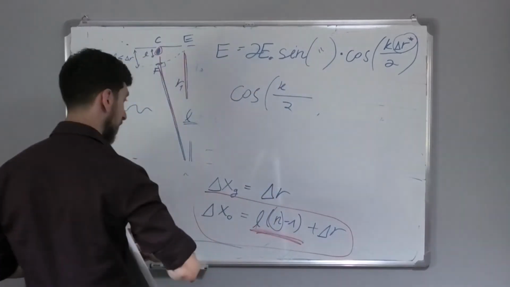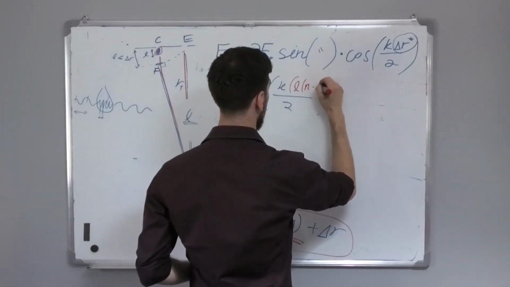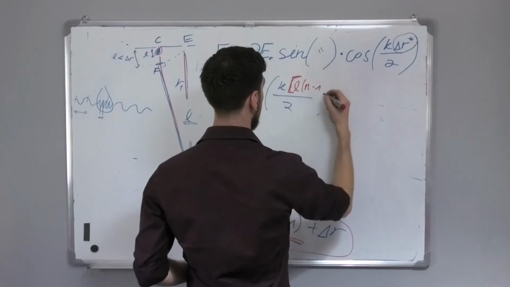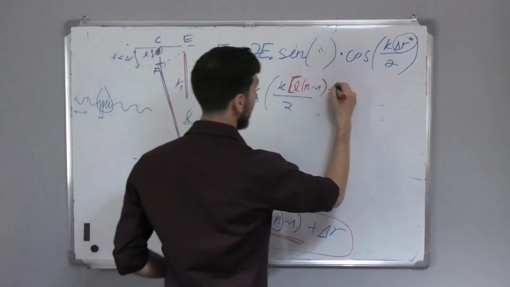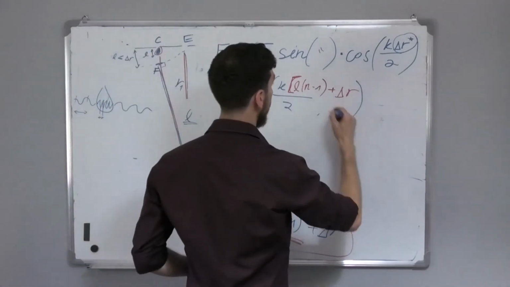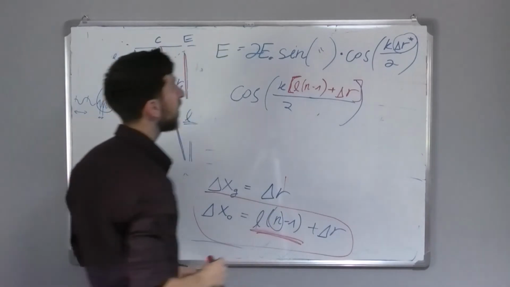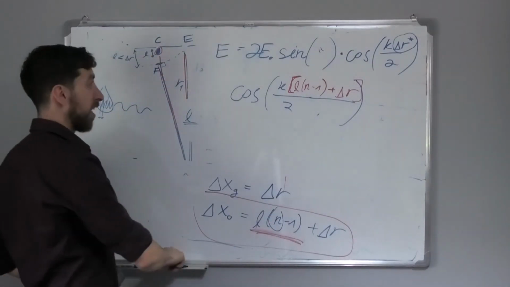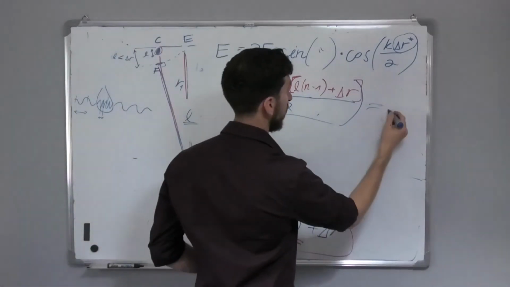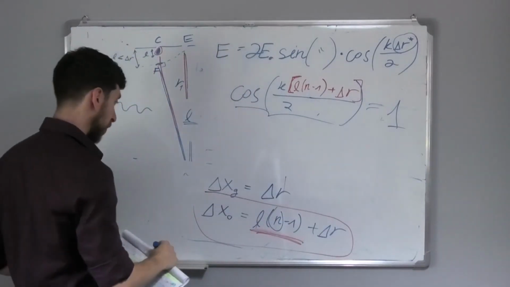Let's do it in a different color. Okay, L n minus 1, let's do it here. L n minus 1 plus the original delta R that we know from before. Okay, so things got a little bit complicated. That's what I want you to see. That's the idea, okay? And if I want this to be 1, which means I want to see the light, I want to see the brightest point.